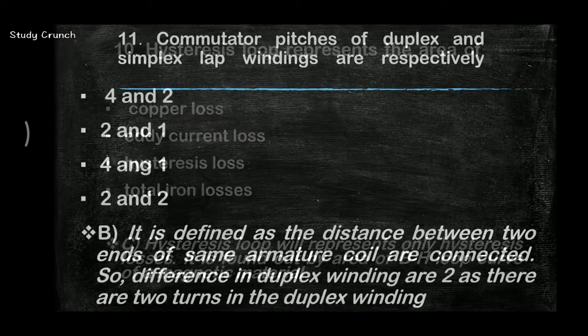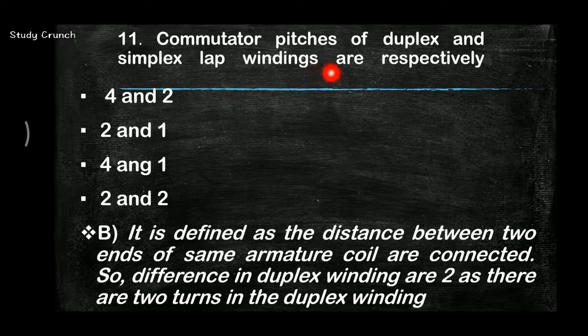Next, commutator pitch of duplex and a simplex lap winding are respectively 2 and 1. That is the answer, option number B. It is defined as the distance between two ends of the same armature coil which are connected. So the difference in the duplex winding is 2, as there are 2 turns in the duplex winding. So duplex has 2 and the simplex winding has 1.